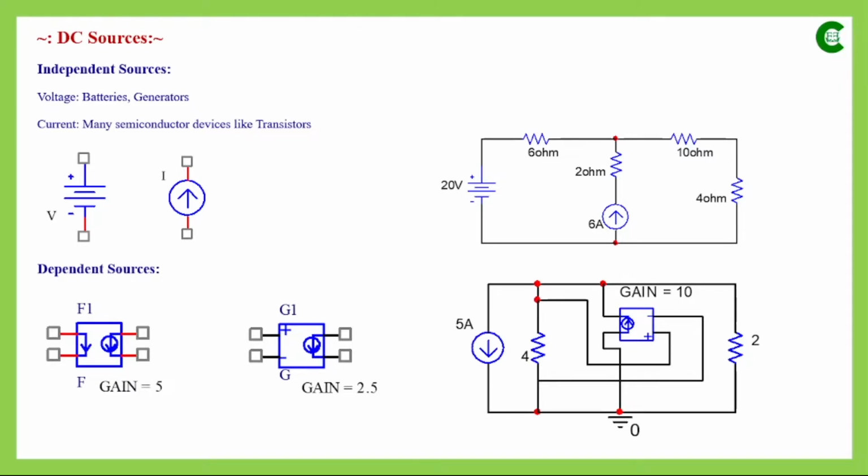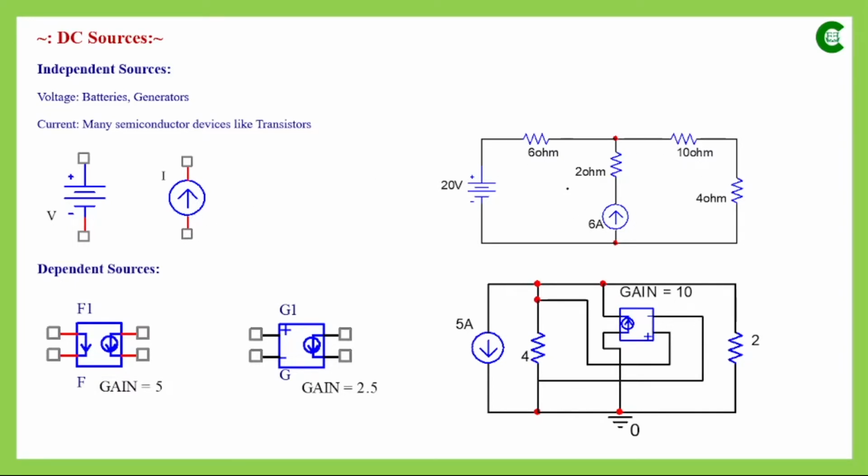Be it a voltage source or a current source, the amplitude of the voltage or current supplied by that source will be constant. Batteries and generators are good examples of voltage sources, whereas semiconductor devices like transistors are a good example of current sources. As we can see here, this is the symbol of the independent voltage source that we will be using in our electrical networks in future classes. And this is the symbol of the independent current source, DC source definitely.